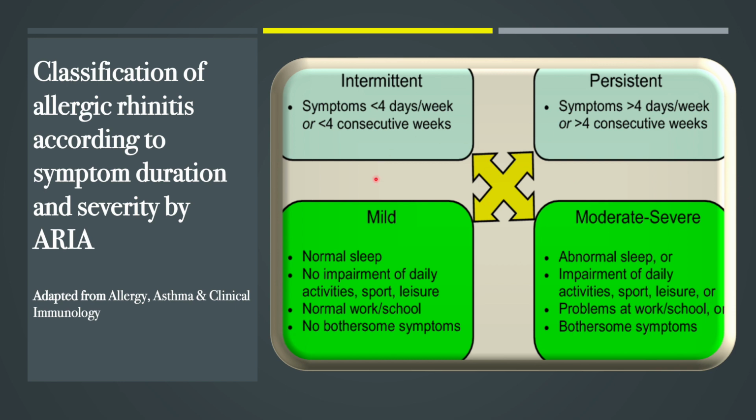This image shows classification of allergic rhinitis according to symptom duration and severity by ARIA, adapted from the Allergy, Asthma, and Clinical Immunology journal. We have intermittent and persistent. Intermittent is less than 4 days. Persistent is symptoms greater than 4 days. And then you have mild: they have normal sleep, no impairment, and normal work and school function. So please pause the video to review the content and use this for your reference.